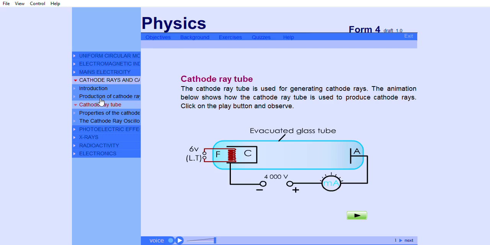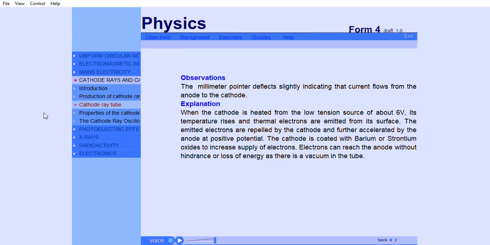Cathode ray tube. The cathode ray tube is used for generating cathode rays. The animation below shows how the cathode ray tube is used to produce cathode rays. Click on the play button and observe. Observations. The milliammeter pointer deflects slightly, indicating that current flows from the anode to the cathode.